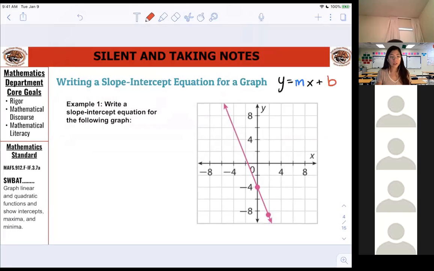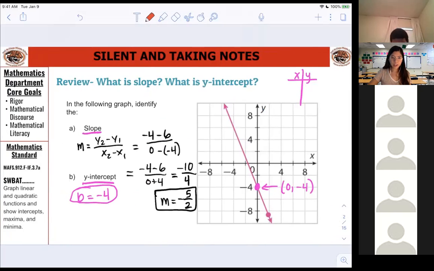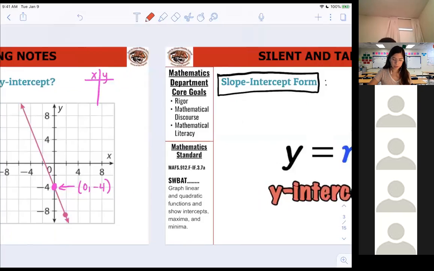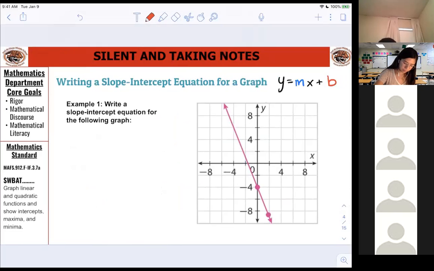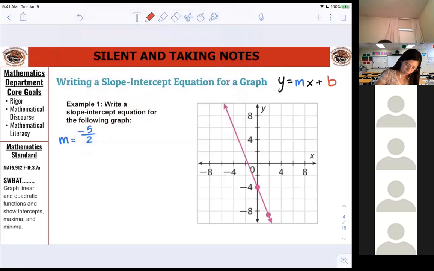Like I said, everything will make sense in just a moment, but for now, this is the same exact graph that we looked at 2 slides ago. When we were looking at it, we figured out that the slope was -5/2 and the y-intercept was -4. So I'm just going to rewrite that over here. I'm not doing anything new, I'm just rewriting what I had in the previous slide. So my slope is -5/2 and my y-intercept is -4.